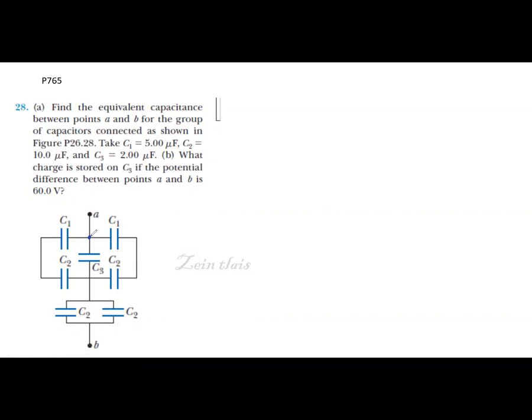Here we have a node. Here we have a node. Let's say A, here we have A, here we have C. Between the nodes, all the capacitors are in series. What I mean? Between A and C from this side, C1 and C2 are in series. Between A and C from this side, 1 and 2 are in series.